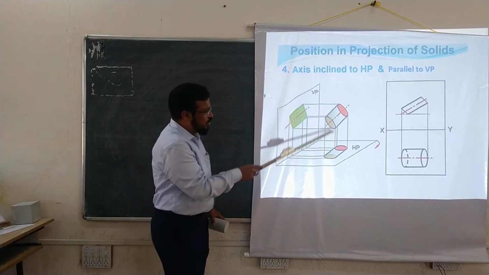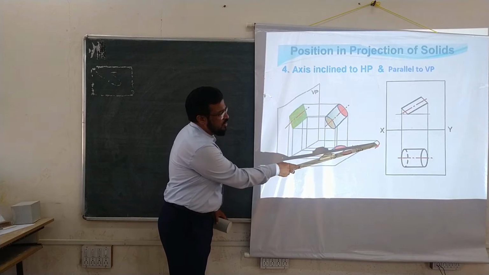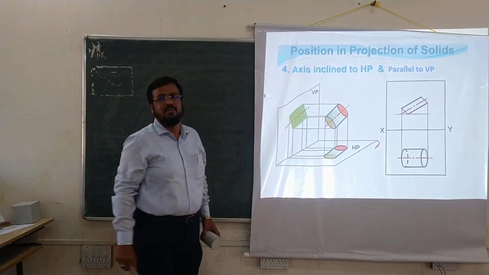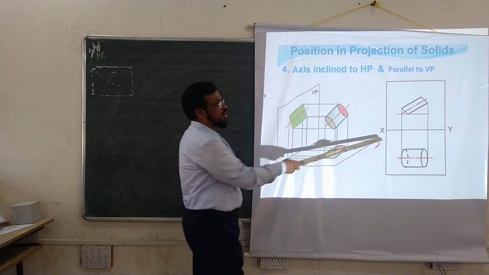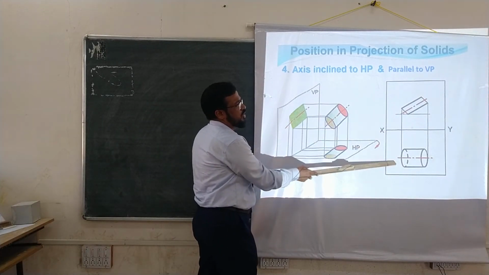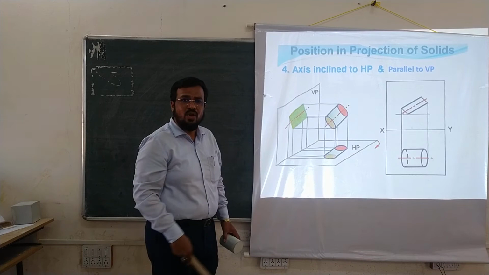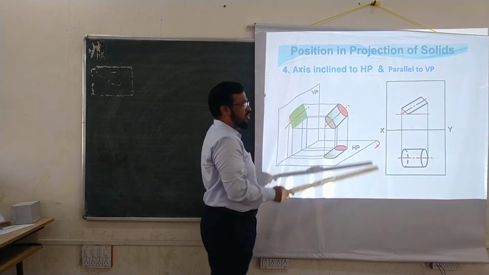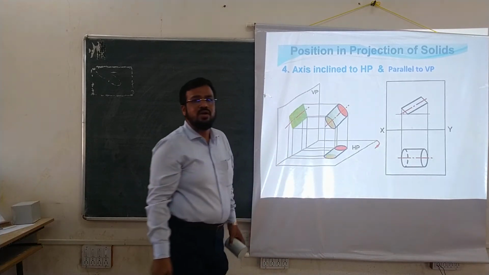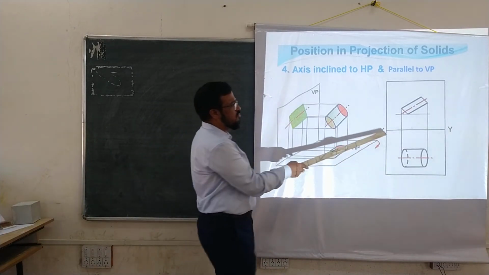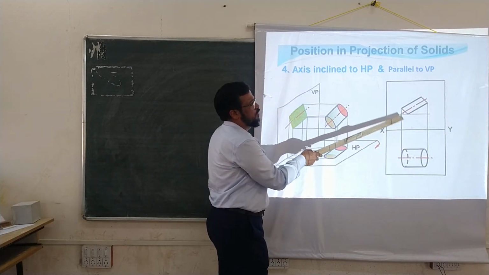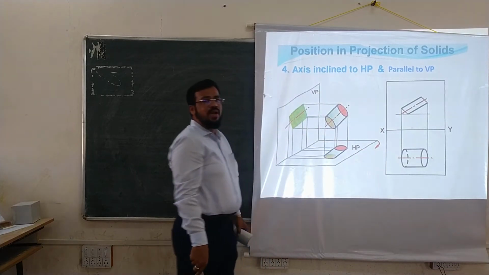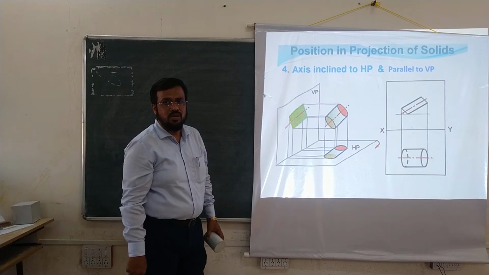So after drawing the top view on the horizontal plane, we rotate this plane by 90 degrees so that it will come into the plane of the vertical plane. And its correct solution in the form of 2D is being mentioned here. So we can draw this front view first because the axis shows you the true length, and we can draw its top view later on. So this is the way in which the 2D drawing of the solid is made when its axis is inclined to HP and parallel to VP.